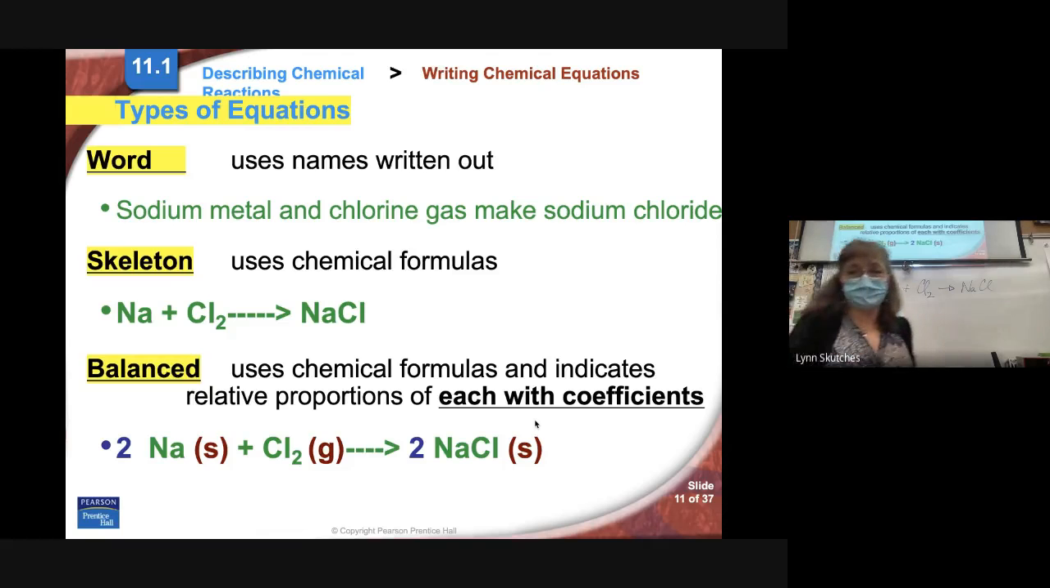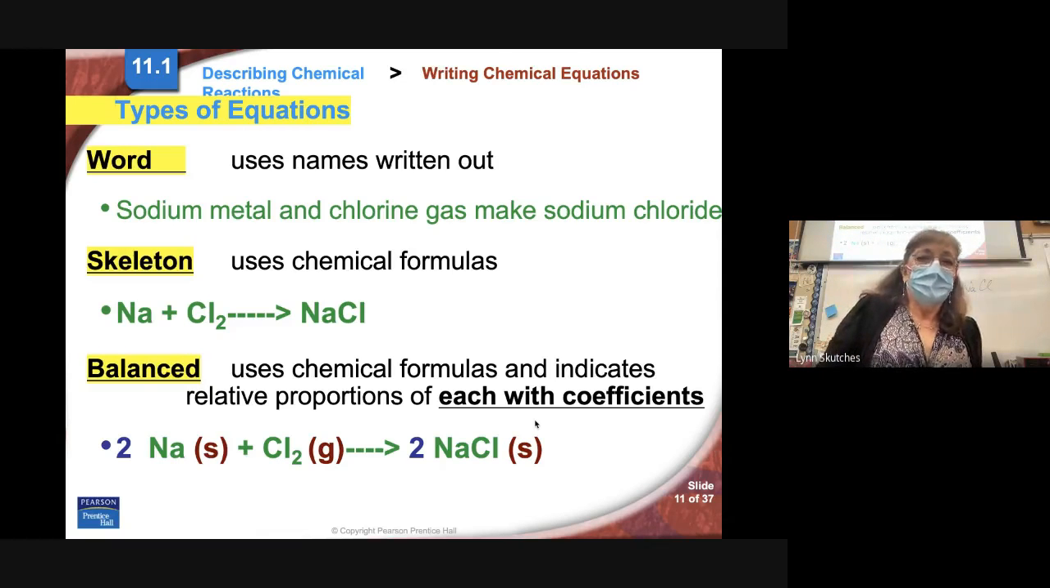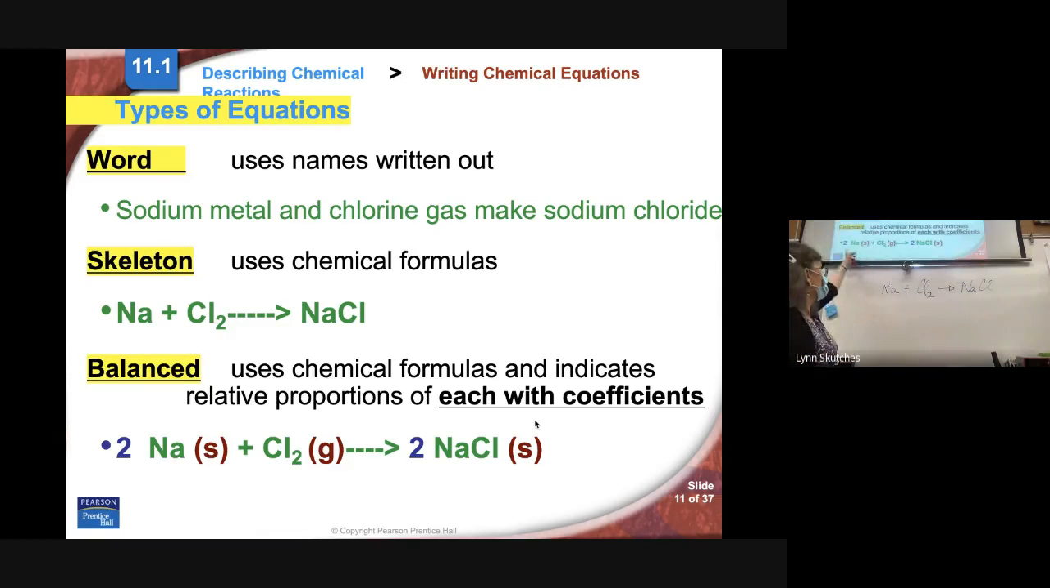Yes. Perfect. All right, so the blue numbers out in front are what we call coefficients. We have to have the right number of pieces accounted for on both sides. Remember, a balanced equation has to have the same number of atoms on each side. We can't create or destroy matter. That's the law of conservation of matter or mass.